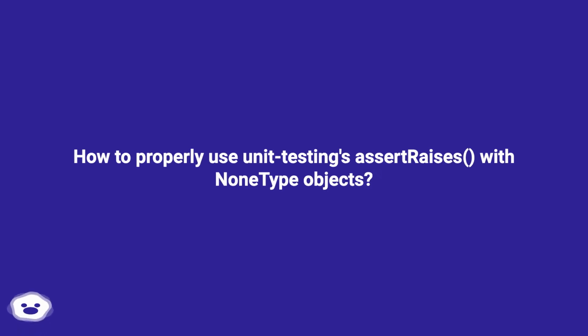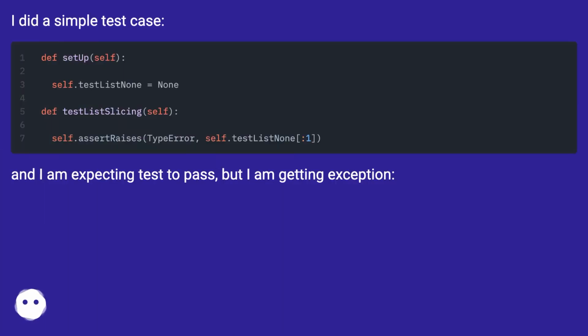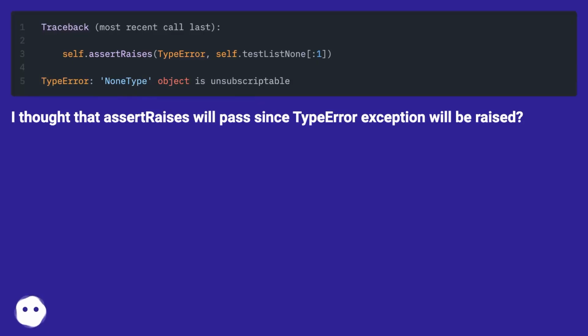How to properly use unit testing's assertRaises with NoneType objects? I did a simple test case, and I am expecting the test to pass, but I am getting an exception. I thought that assertRaises will pass since a TypeError exception will be raised.